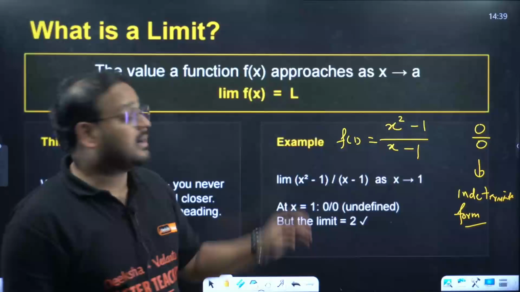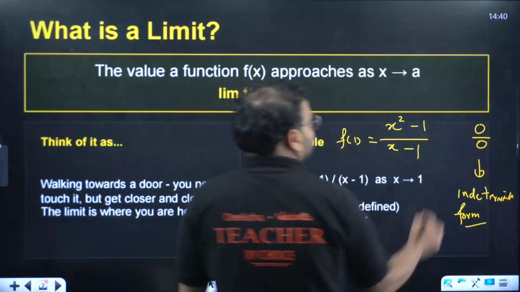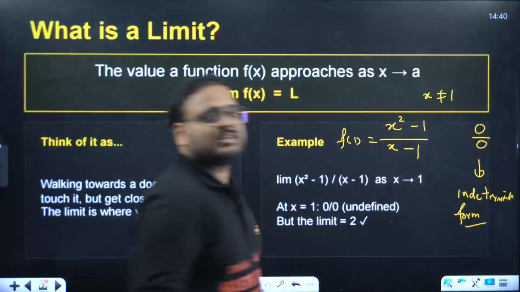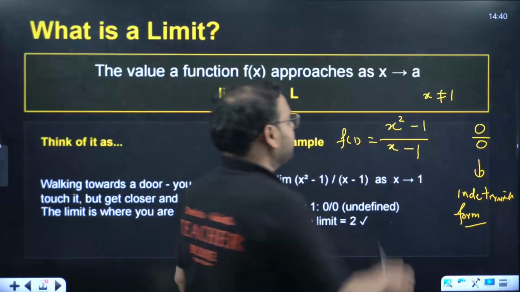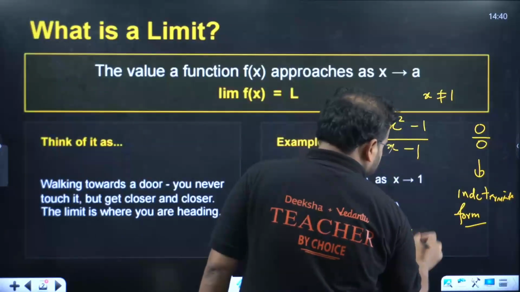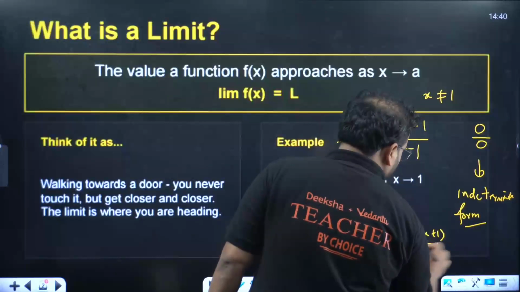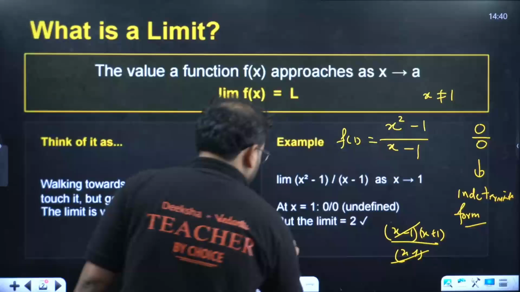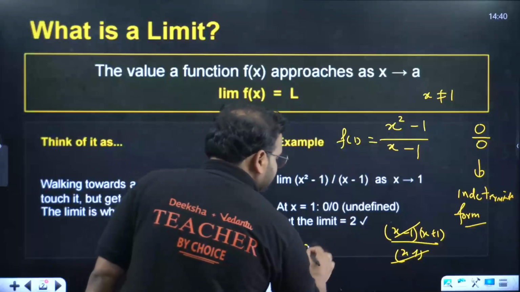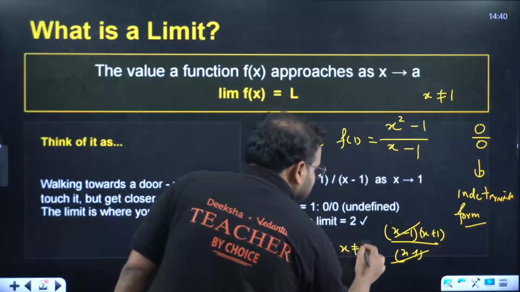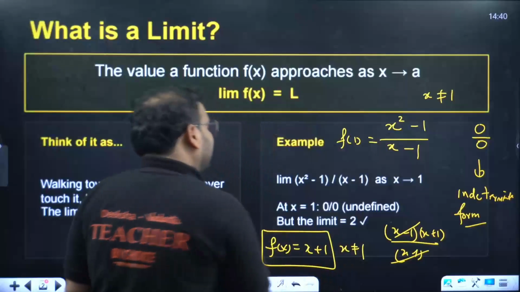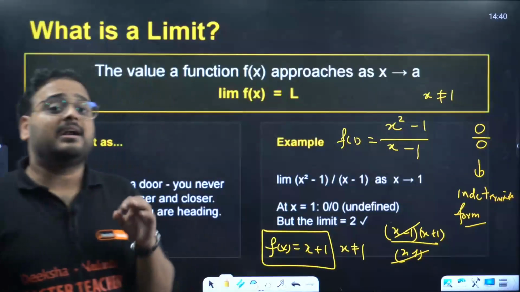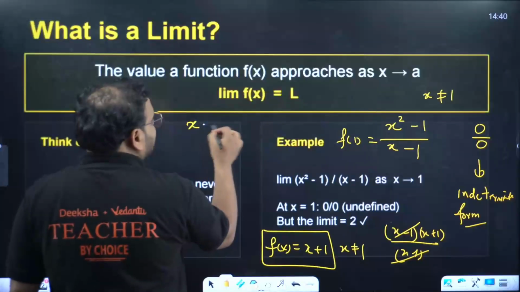It is difficult to find, but if you apply a condition that x is not equal to 1, then we can simply factorize this as x minus 1 times x plus 1 upon x minus 1, and we cancel it out. My function now, f of x, can be written simply as x plus 1 provided x is not equal to 1. This can be redefined and we can find the limiting value of this function at the point 1, meaning when x tends to 1.